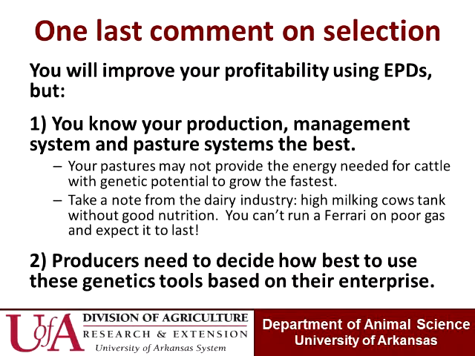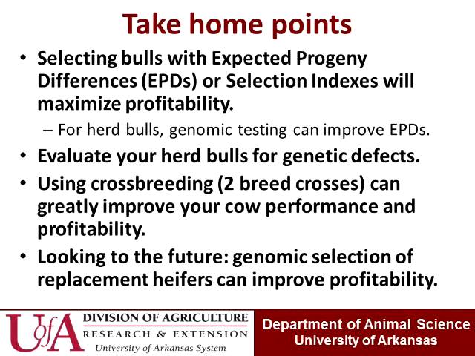And so obviously producers need to use those genetic tools that best fit their enterprise. My take-home message: selecting bulls with expected progeny differences, or EPDs, or selection indexes maximizes profitability. And for herd bulls, genomic testing can be really valuable if you can get that information to pick your bull when you're going out to buy a new one. Evaluate your herd bulls for genetic defects. That can cost you a lot of money. Best thing to do is, when you buy your bull, try to make sure that it's either got a genetic test, or look through the pedigree and make sure that there are no bulls that have been red flagged by your breed association as a potential carrier. That's a good place to start, a lot of time before investing in that genetic test.